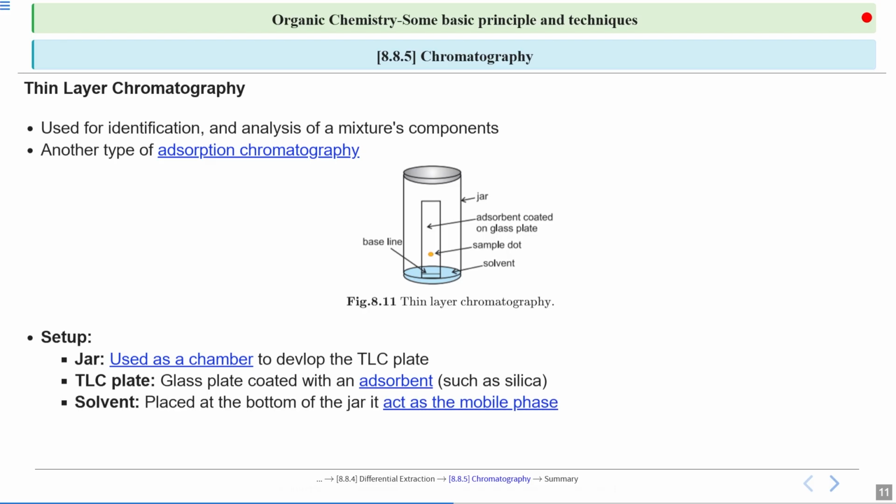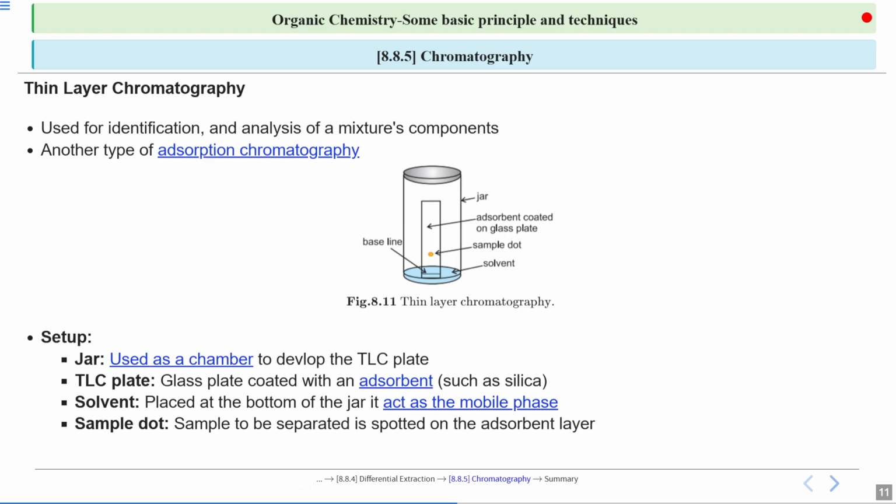Then after, we have the solvent. Now this solvent is placed at the bottom of the jar. You can see a blue color liquid present at the bottom of this jar. It carries the sample components with it, allowing them to separate based on their interaction with the adsorbent. So again, the solvent is acting here as the mobile phase, and your TLC plate, or your adsorbent coated on glass plate, acts as your stationary phase.